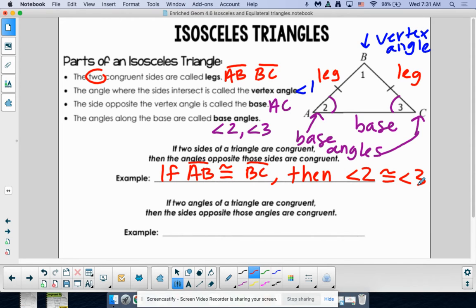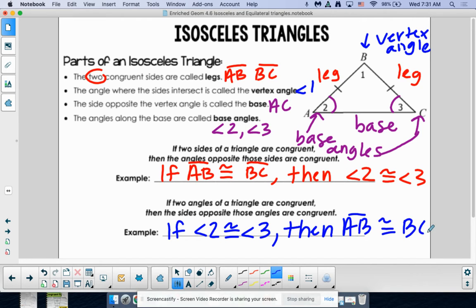And then the converse of that is also true. So remember, the converse is when we flip the order of our statement. So if we knew we had two angles that are congruent in a triangle, then the sides opposite those two angles are also congruent. So in our example here, if we knew angle 2 was congruent to angle 3, then we would know AB is congruent to BC. Okay? Super. Good job.